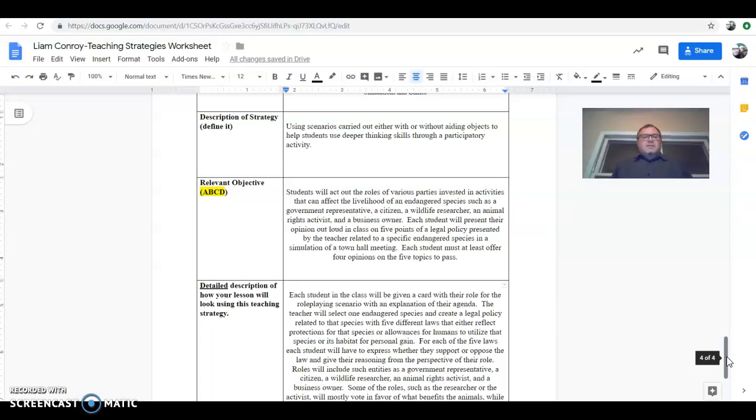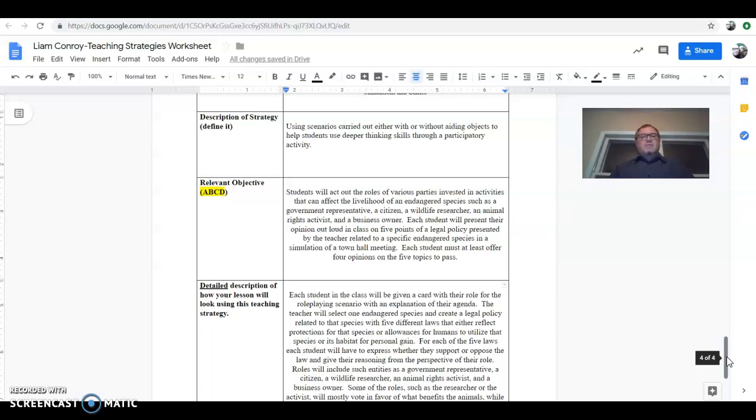The idea with this particular role play activity is that the students would look at these different bullet points that would be various laws, in a town hall type setting, that they would be voting yay or nay on and giving their perspective based on their role.